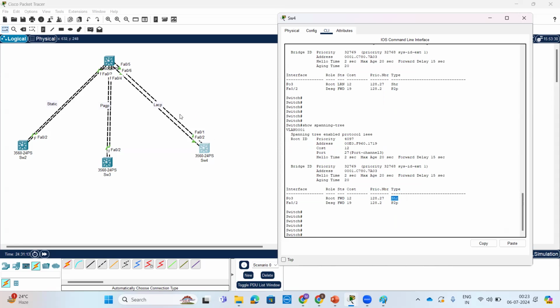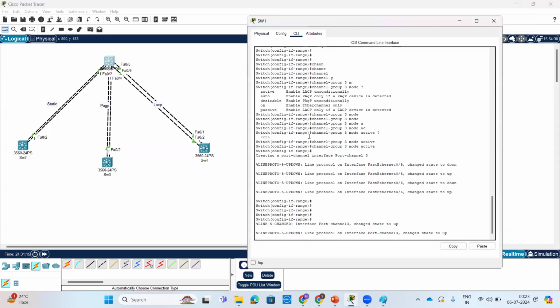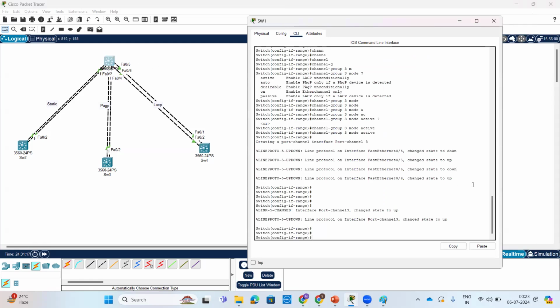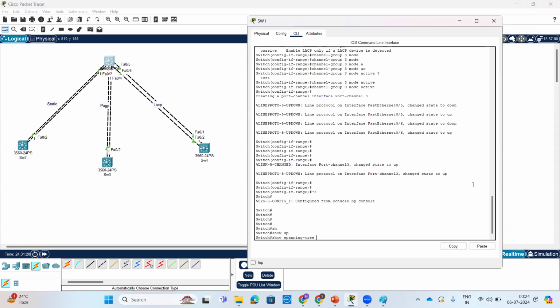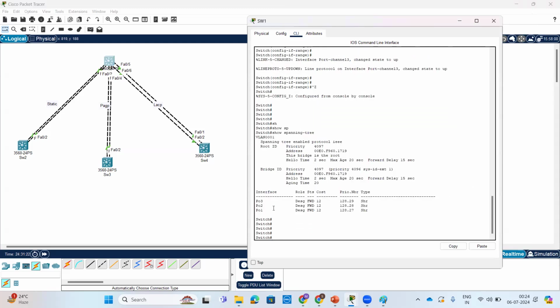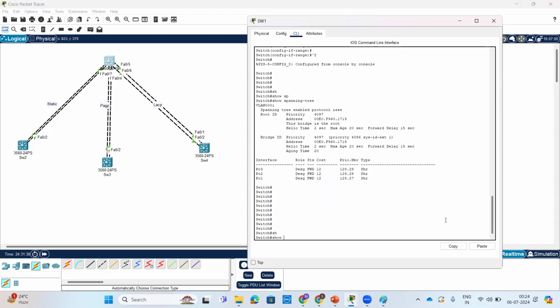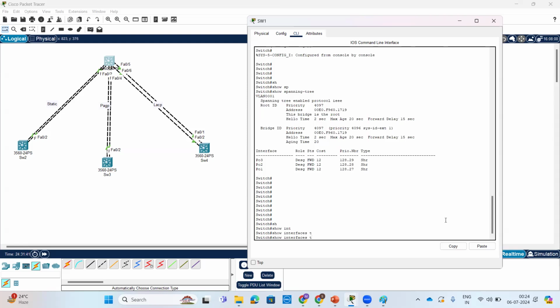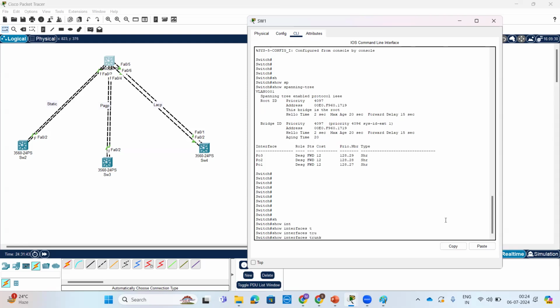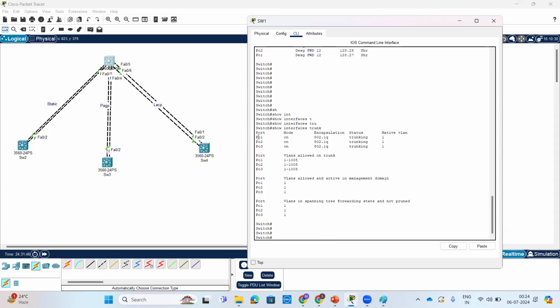Shared media. Now we'll verify from here. Show spanning tree. Here 3 ports are connected. This one is statically configured, and this one is the mode PAgP, and this one is the third one. This is the LACP. So show interface trunk. See, 3 ports are connected.